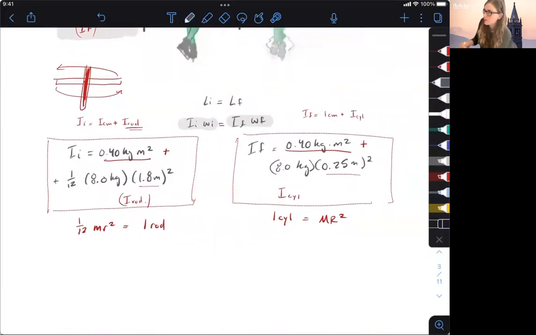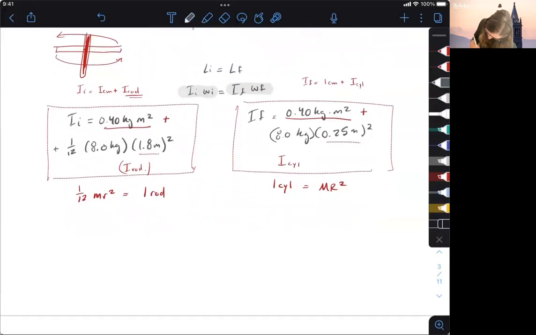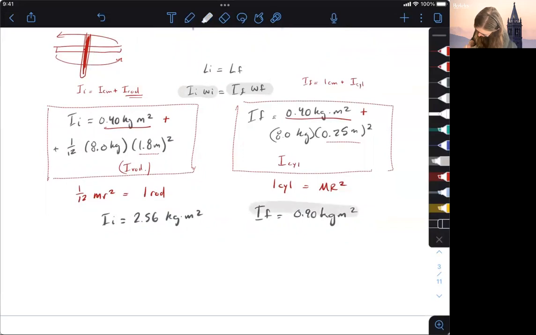So let's look at what those final values would be according to this problem. I'll come back and fact check this guy later and report back to you guys. So II, just based off of what they have for this problem, 2.56 kilogram meter squared. And then IF is going to be equal to 0.90 kilogram meters squared. Okay, so we have both of these. Fantastic. Okay, so that's basically our whole problem, right?